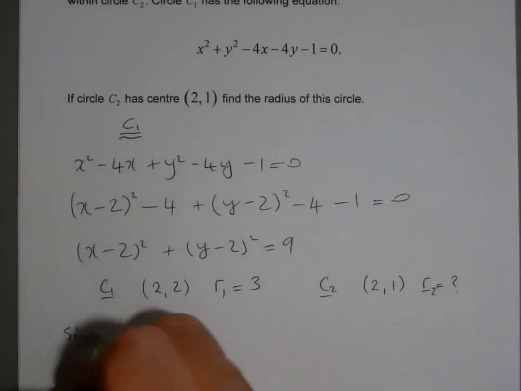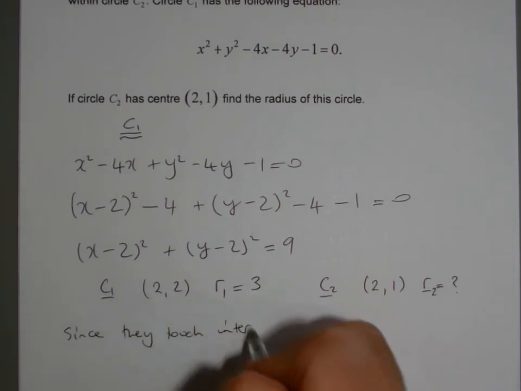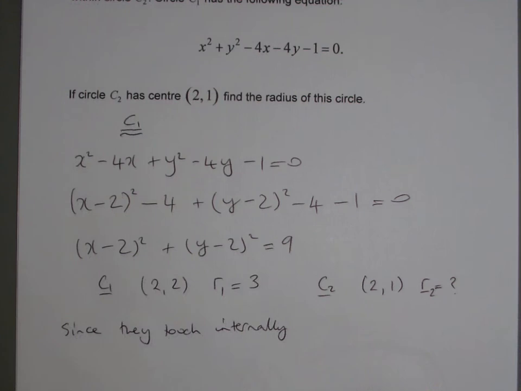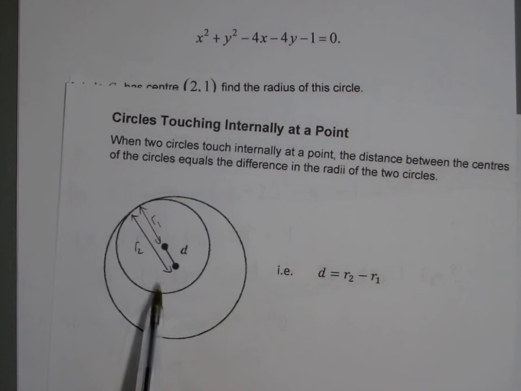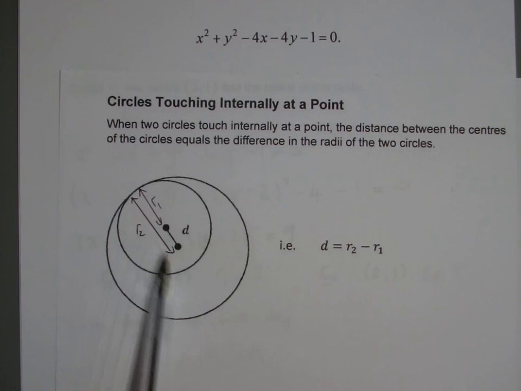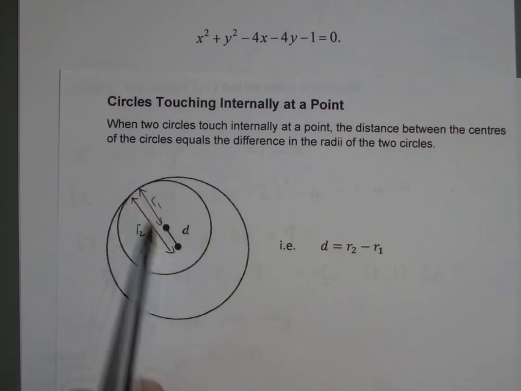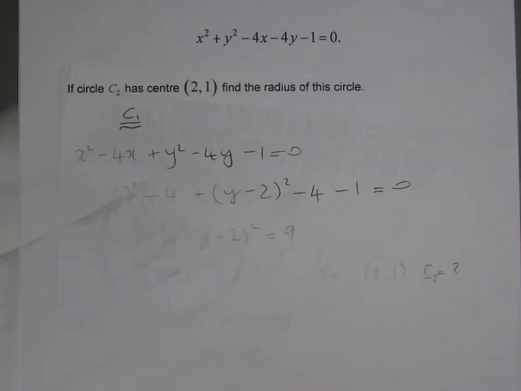So we can say, since they touch internally and C1 is contained within C2, D will equal R2 take away R1. We've got exactly that situation. So let's go back to it again. This is the situation we've got if they touch internally. The radius of the larger circle, if you take away the radius of the smaller circle, you will get the distance between the centers.